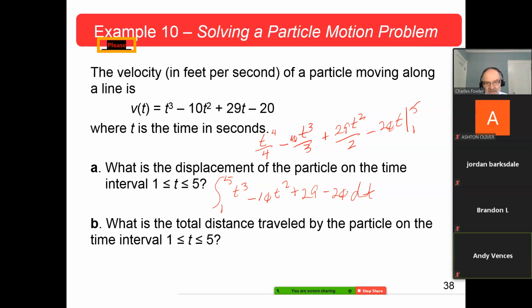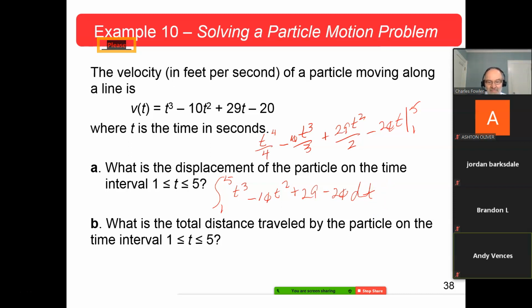plus 29 times 25 divided by 2 minus 20 times 5, which I could have just written 100 there, equals total displacement about 2.08, and that would be in feet. So that would be, oh wait, no, I forgot to subtract the 1.